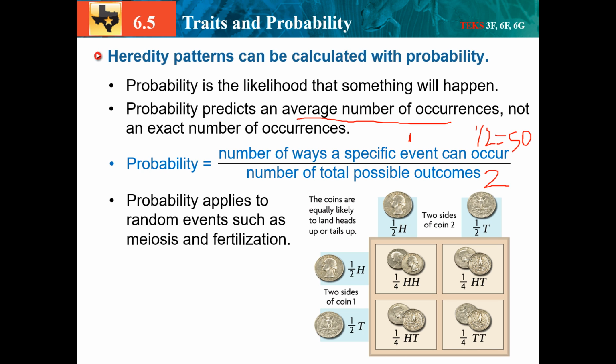Okay, and so why do we care about that? It's because probability applies to random events, which is what meiosis and fertilization are. So whenever you're creating the sperm and the eggs, that's a random event. You don't know what the genetic makeup is going to be for each individual sperm or each individual egg, and then you don't know which sperm is going to fertilize which egg. So those are all random processes.